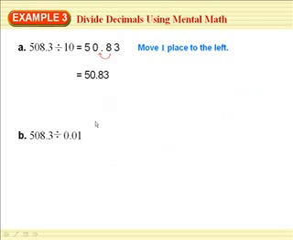This one, the opposite. This is a decimal number right here. So we're dividing by a decimal power of 10, so we need to move the decimal place to the right because there's 2 decimal places. So 5.83 would be 1, 2, so it would be 50830.